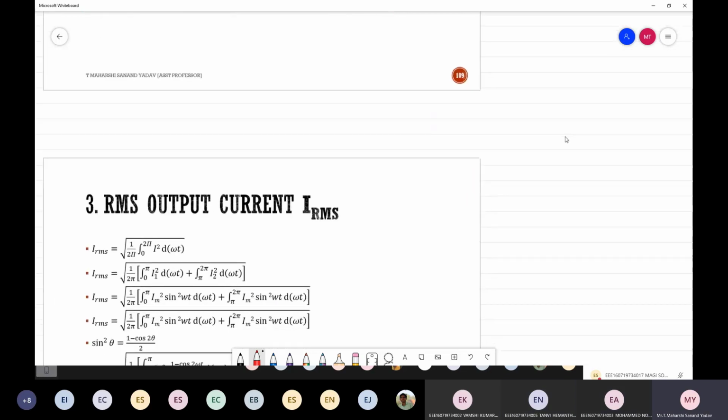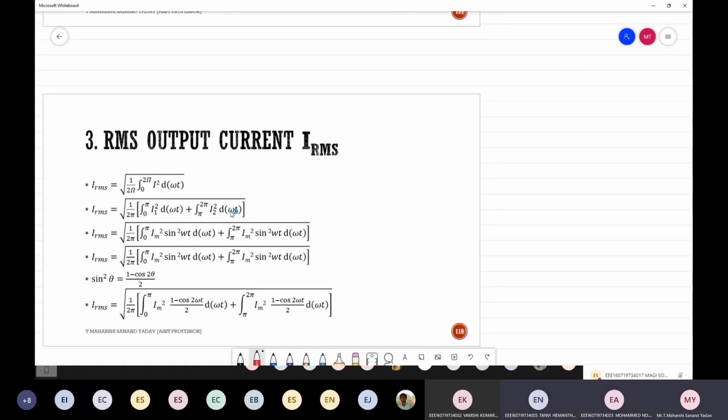Next, IRMS. How much did we get for half wave? Im by 2. IRMS is something which is Im by 2. And this is one of the important derivations for full wave. Better you try to solve this. Again, everything is same, so you know this formula. IRMS is square root of 1 by 2 pi integral 0 to 2 pi i square d omega t. So i is nothing but Im sin omega t. You try to substitute and solve. So this is square, so that will be Im square sin square omega t.